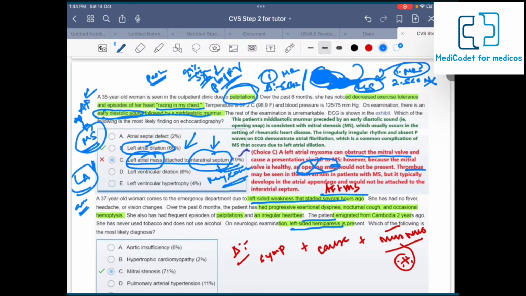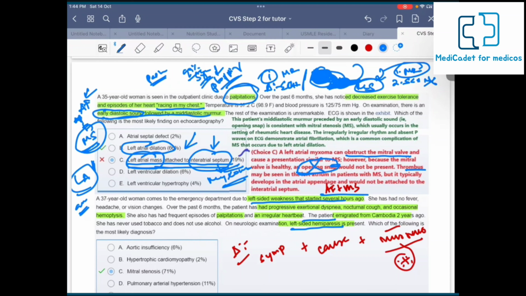I've never seen a myxoma presenting in the form of MS. It will present in the form of MR, or it will present in the form of sudden cardiac arrest. Okay, that's how they give. But mostly they give the clue like a plopping sound in the heart sounds, or they will give an echo finding, which is a mass in the interatrial septum. So there's no reason to confuse it with the myxoma here.